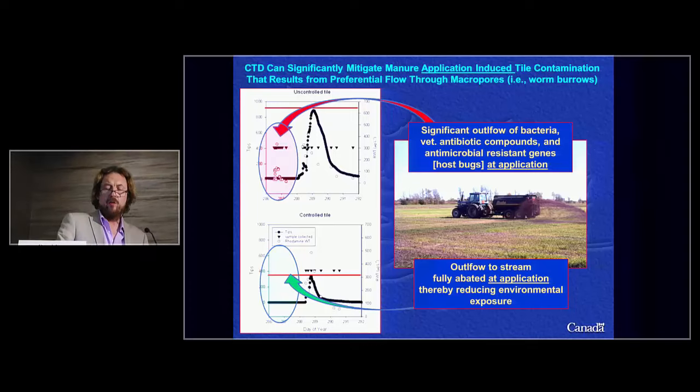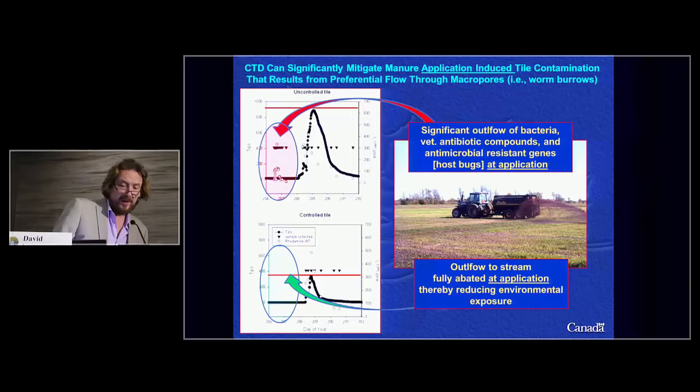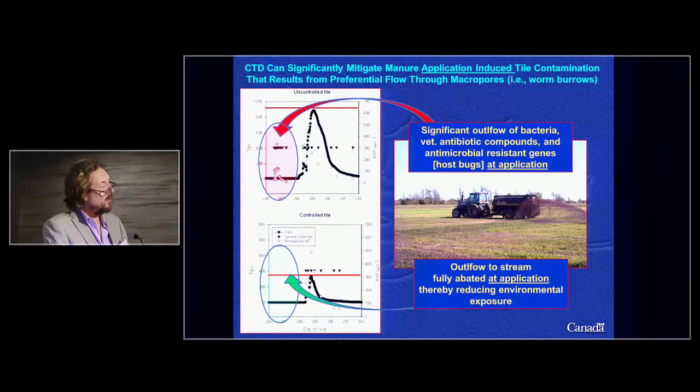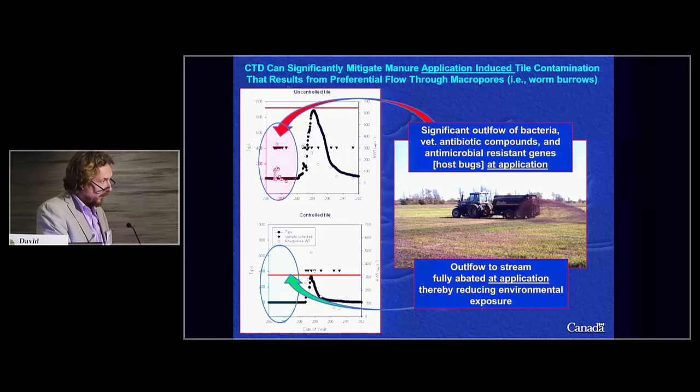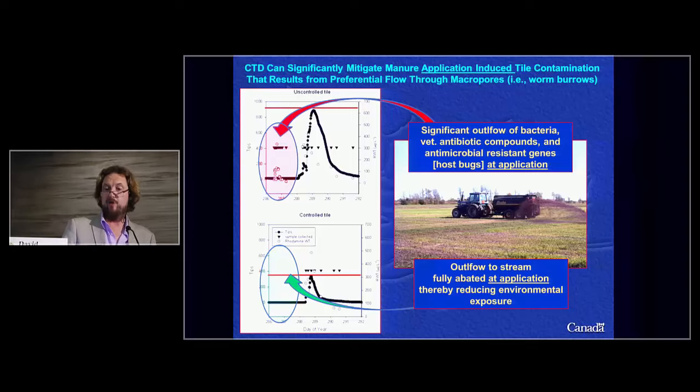Well, some core findings. One thing that does happen when you apply manure to these leaky fields is you get an initial application-induced pulse into the tiles and into the groundwater. For the control drainage, you see that there is nothing getting out of the system. That application-induced pulse was completely abated: nutrients, drugs, bugs, everything. Whereas for the free drainage, of course, we see a variety of analytes, drugs, and nutrients moving out of the system as a result of direct preferential flow from the liquid application at time of application.